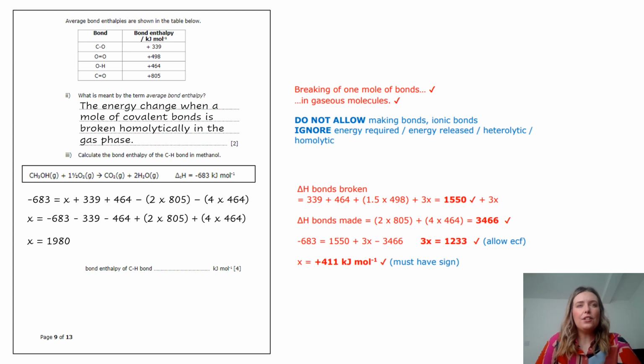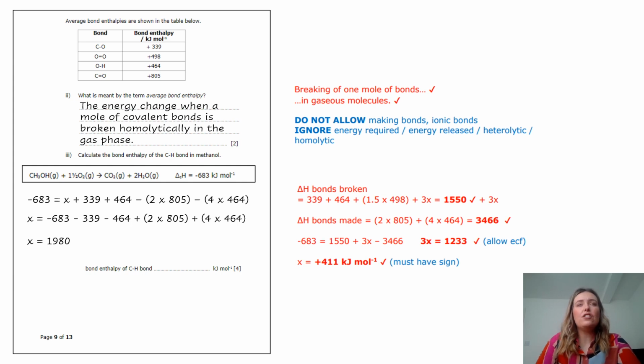So this next question is about bond enthalpies. It's asked what's meant by average bond enthalpy. So here we have the energy change when a mole of covalent bonds is broken homolytically in the gas phase. That's what my student said. This is a very nice definition for average bond enthalpy. All we're looking for is breaking 1 mole of bonds in gas form, so in gaseous molecules.